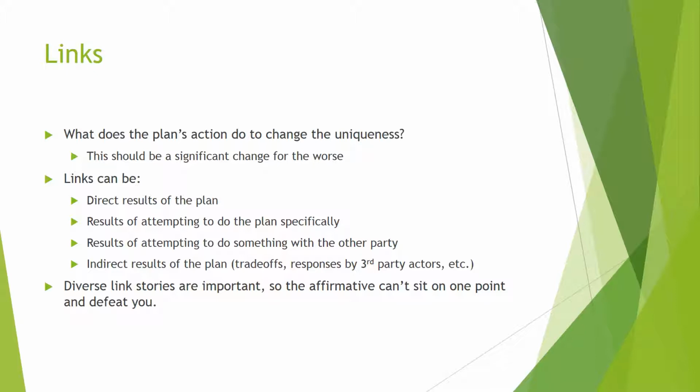The link can be a direct result of the plan, a result of attempting to do the plan, a result of attempting to do the plan in relation to someone else, or an indirect result of the plan, such as a trade-off. Having multiple reasons why the plan has the cause and effect that you're talking about is important, so the affirmative can't just sit on one idea and beat you.